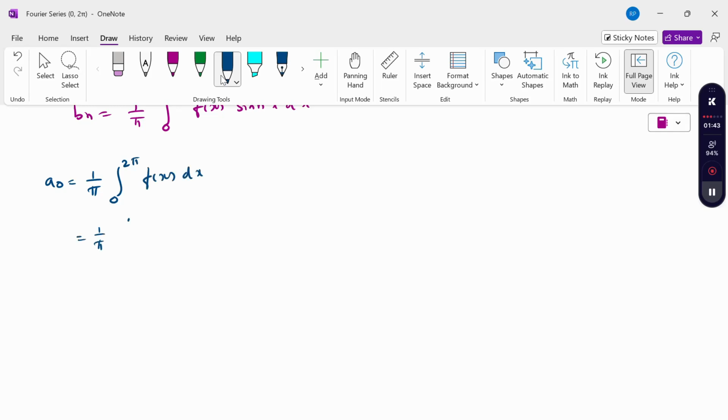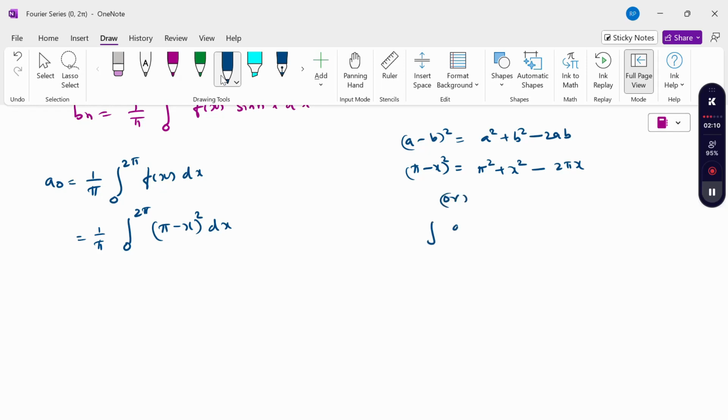Now f of x is (pi minus x) whole square into dx. To solve this there are two ways. One is to expand (pi minus x) whole square in the form (a minus b) whole square, which is a square plus b square minus 2ab. Therefore this is pi square plus x square minus 2 pi x. This is one way to solve. Another way is integration of (a minus x) whole square, which is (a minus x) power 3 by minus 3, because the coefficient of x is minus.